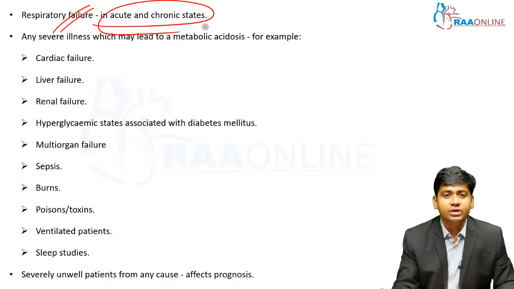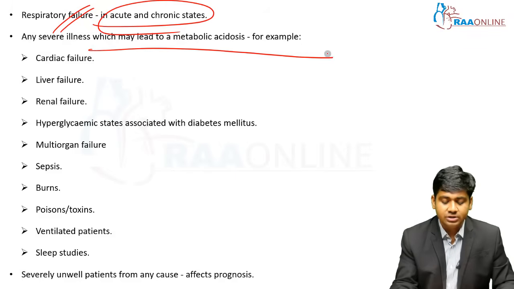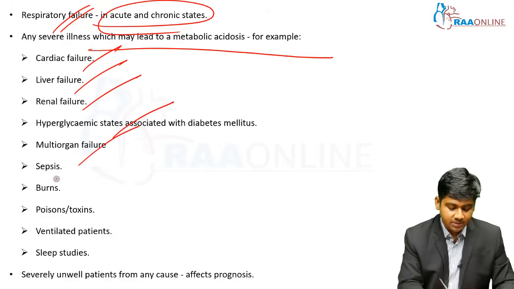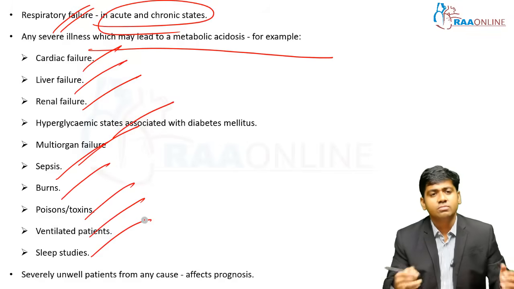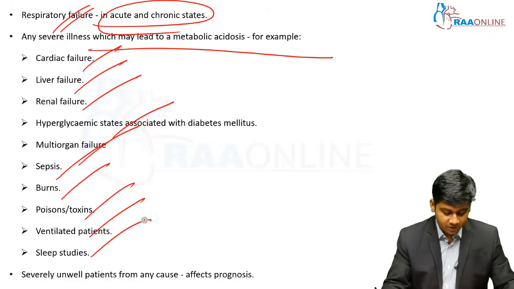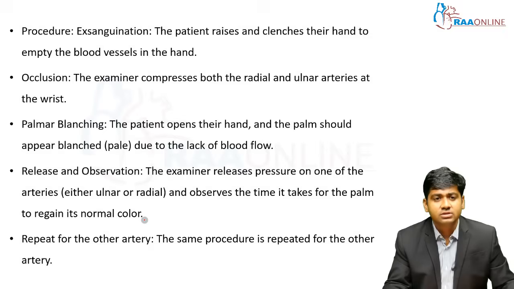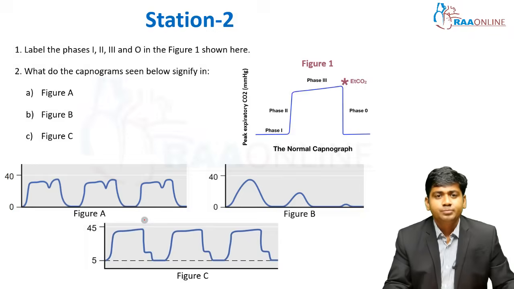Respiratory failure in acute and chronic states, any severe illness which leads to metabolic acidosis, for example cardiac failure, liver failure, renal failure, hyperglycemic state, multi-organ sepsis, burn, poison, sleep studies. So, these are the causes of metabolic acidosis, and we can do ABG. Allen's test we have already discussed, so I don't want to discuss it here.